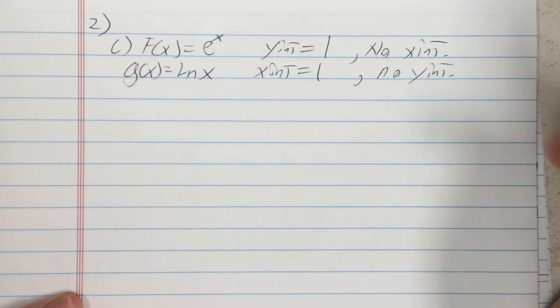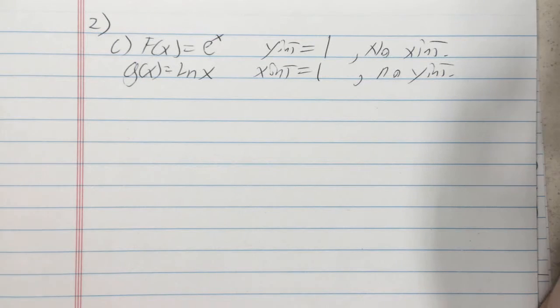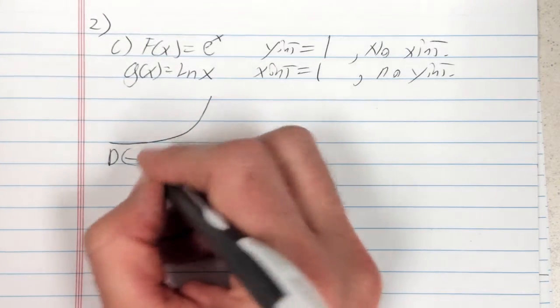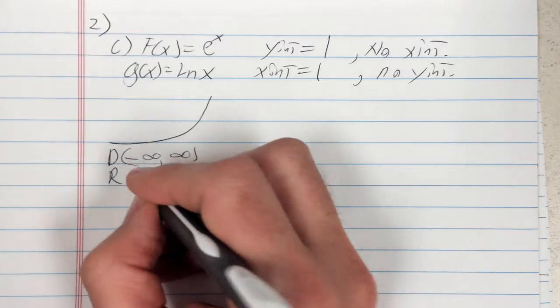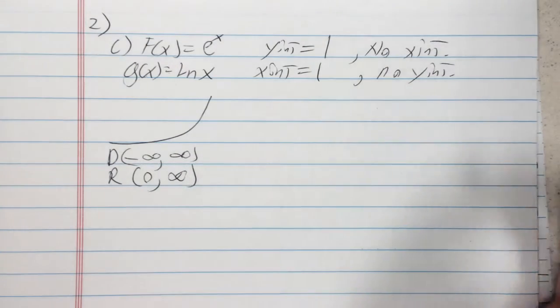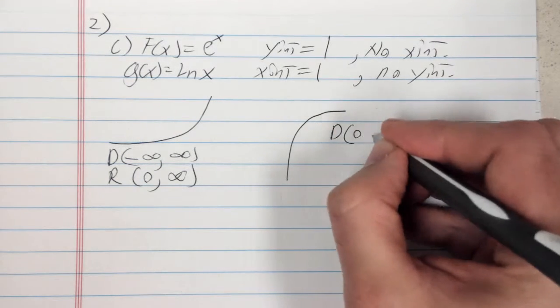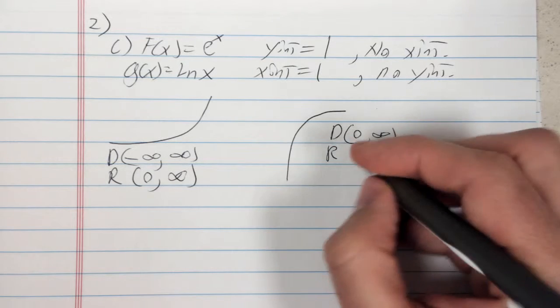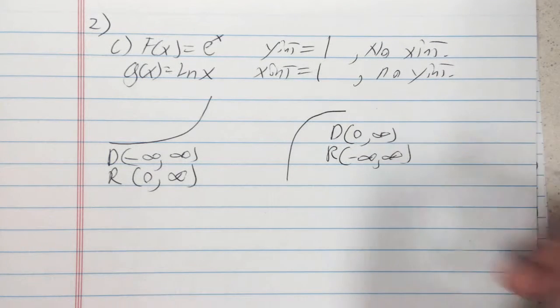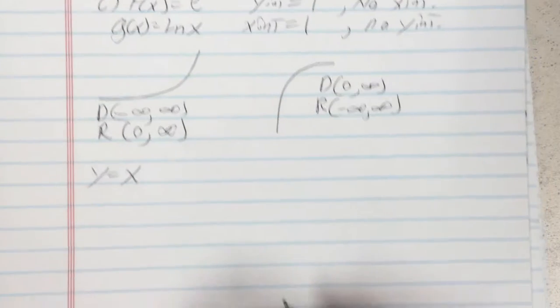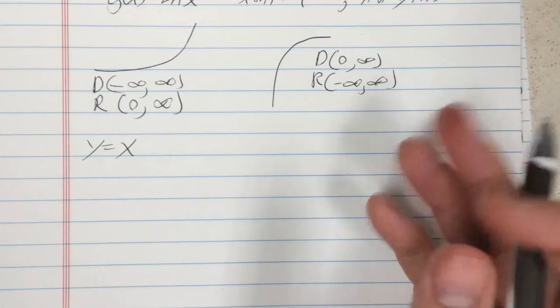All right, the domains and ranges are literally the exact same thing they were for number 1. For the exponential, the domain is negative infinity to infinity. The range is from 0 to infinity. For the log, the domain is from 0 to infinity, and the range is from negative infinity to positive infinity. Again, they're symmetrical around y equals x. Every function and its inverse are.